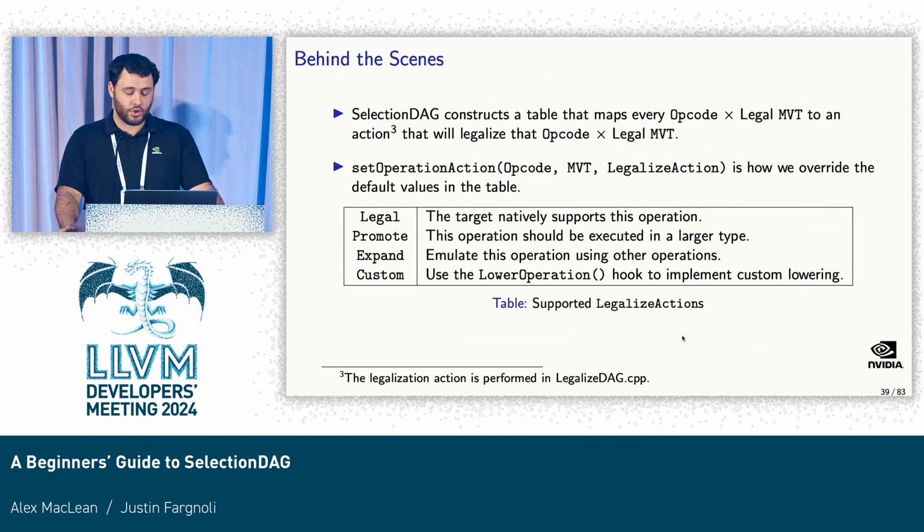Behind the scenes, SelectionDAG is constructing a table that maps every opcode and legal MVT to an action that will legalize that opcode and legal MVT. setOperationAction is how targets override the default values that SelectionDAG sets in this table. Below, we have some of the legalization actions that targets can specify. Legal just says, you don't need to touch this. Our instruction selection code can handle it, and it's all good. In the next couple slides, we'll look at promote, expand, and custom.